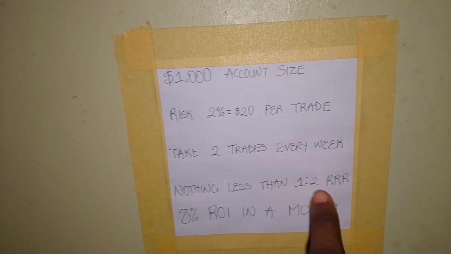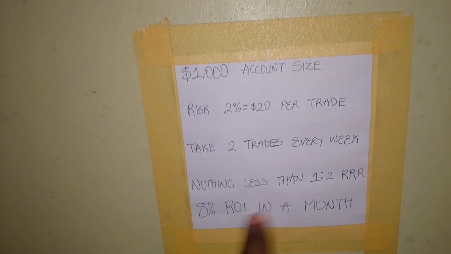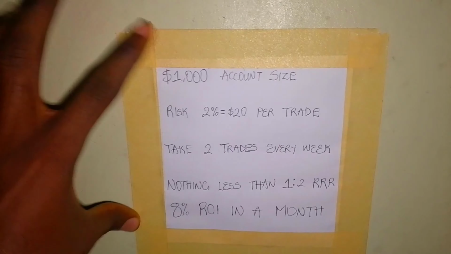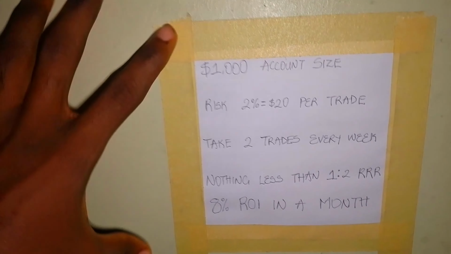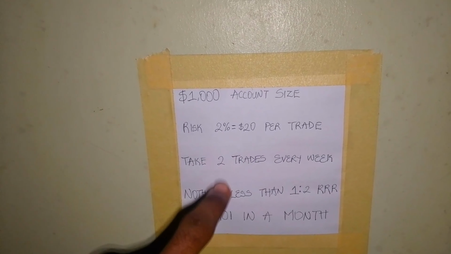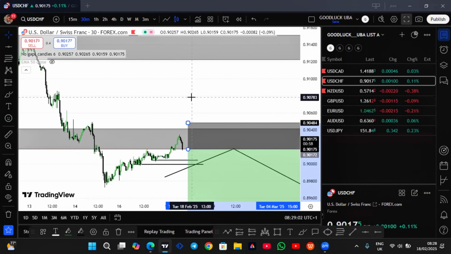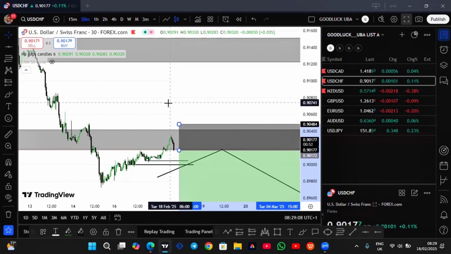Then I'll say nothing less than 1:2 risk to reward ratio, and I'm targeting 8% return on investment in a month. So this is my plan for this account, and I'm not going to go against it. That means if I take my trade on this USD CHF, I've maximized my bullets. I've maximized my risk for the week. So we just have to hold the trade and manage it till the end of the week.